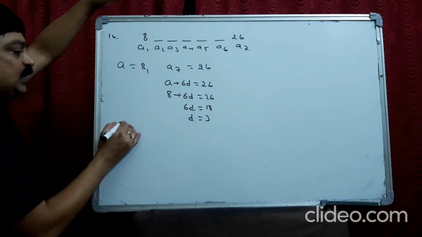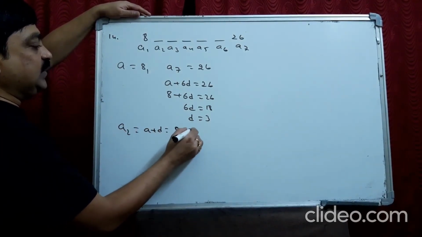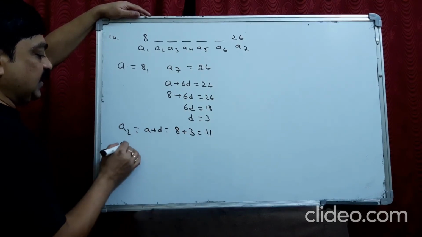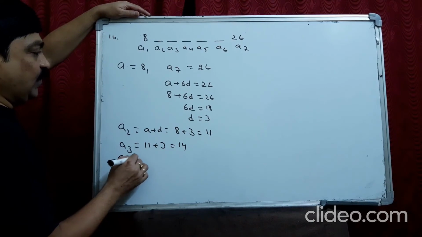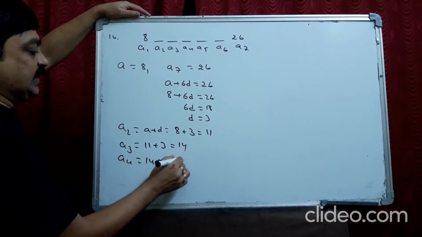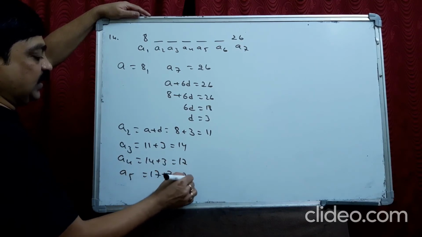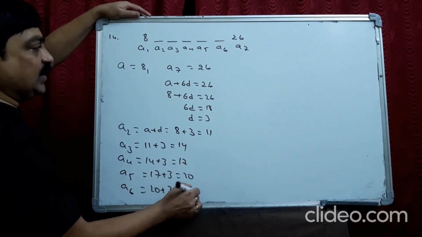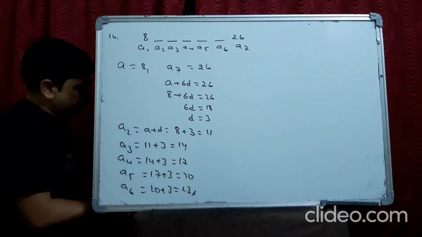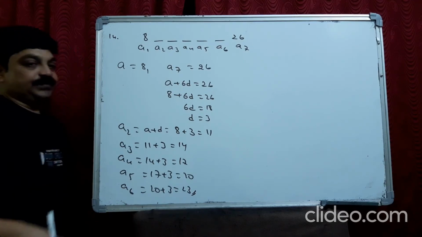And here we are asked to find the rest. Very simple. So A2 will be a plus 1d, 8 plus d, 11. A3 will be 11 plus 3, it is 14. A4 will be 14 plus 3, it is 17. A5 will be 17 plus 3, it is 20. And A6 will be 20 plus 3, it is 23. Understand? Right.